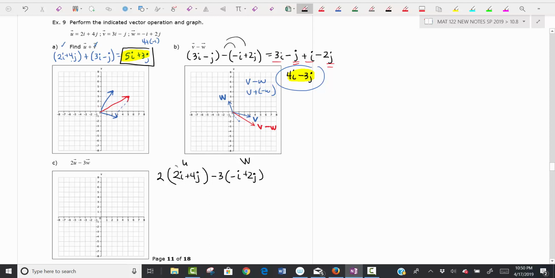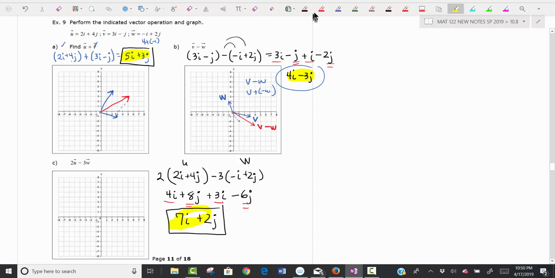You do a distributive property, so that would be 4i plus 8j, that's your scalar multiplication. And you can go ahead and do this like this if you want to. Negative times negative would be plus 3i. Negative times positive would be negative 6j. Then you can put together your like terms. Put the i's together, put the j's together. 4 plus 3 would be 7i. 8 minus 6 would be plus 2j. So that should be the vector result on that.